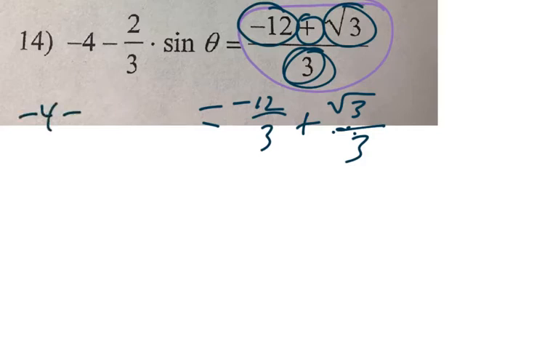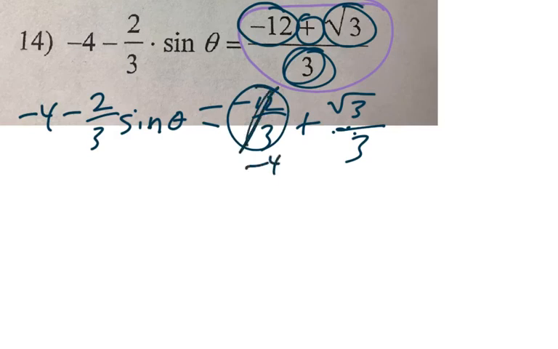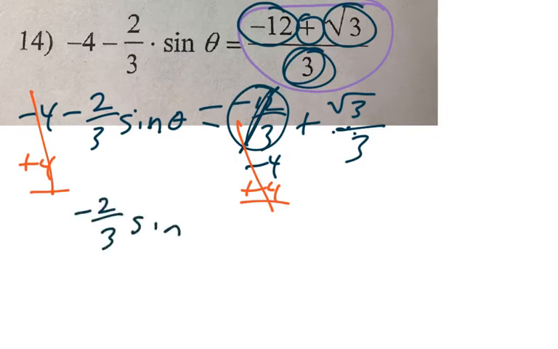So this is what we have now. Okay. And negative 12 divided by 3 is negative 4. So when I add 4 to both sides, I get rid of the negative 4 there and there. And now I'm left with just negative 2/3 sine of theta equal to square root of 3 over 3.